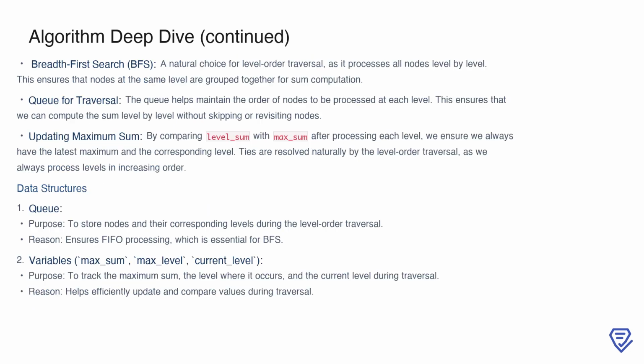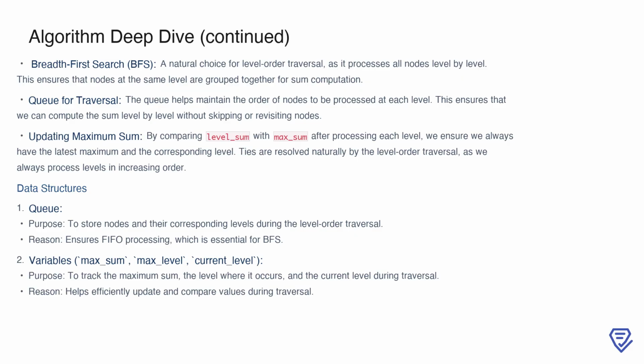The breadth-first search, or BFS, is the core traversal technique used here. It's a natural fit for level order traversal because it systematically processes all nodes level by level. This ensures we can compute the sum for each level without missing any nodes. The queue is the data structure that enables this traversal by maintaining the order of nodes to be processed.